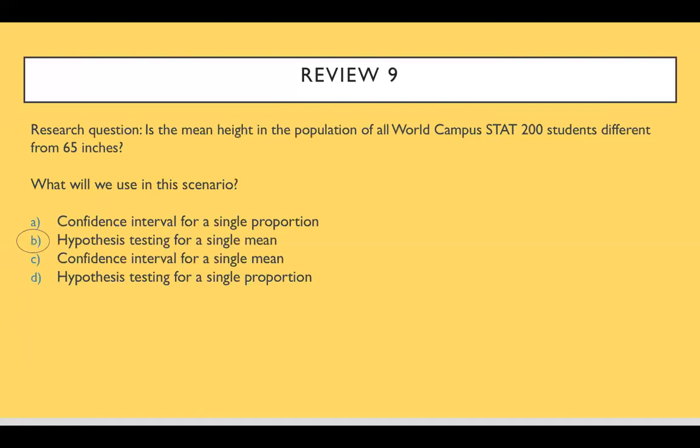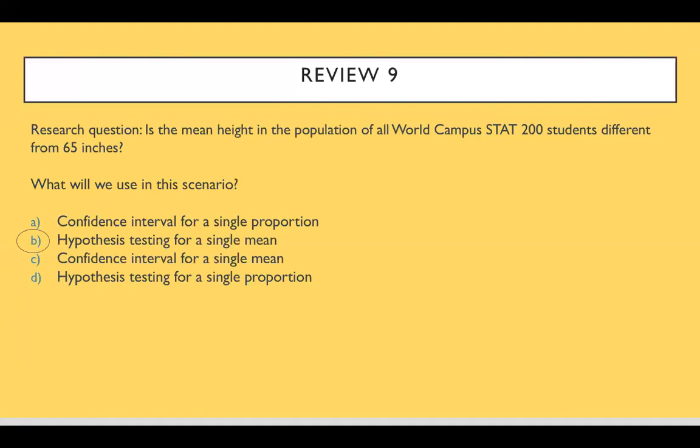So is the mean height of the population of students different from 65 inches? It says mean in the research question, so that's a very big hint that we're using a single mean here. So A and D are both out. Now we're down to B and C. So how do we decide whether this is hypothesis testing or a confidence interval?